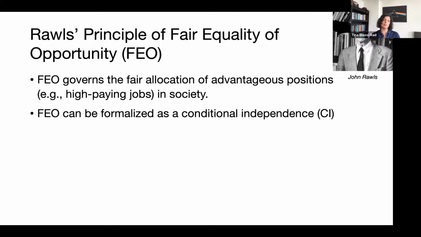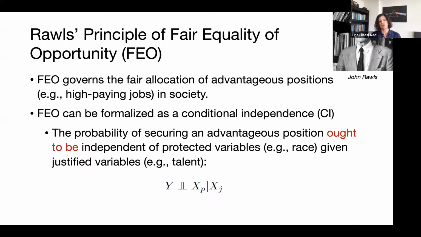Now, one of the good things about fair equality of opportunity is that it can be formalized as conditional independence. So the idea is that the probability of securing an advantageous position should be independent of protected attributes like race, given justified variables like talent. So here's a small graphical representation of this, right? You have your justified variable X_J, and given that, you want the protected variable, race, gender, etc., to be independent of the outcome Y.